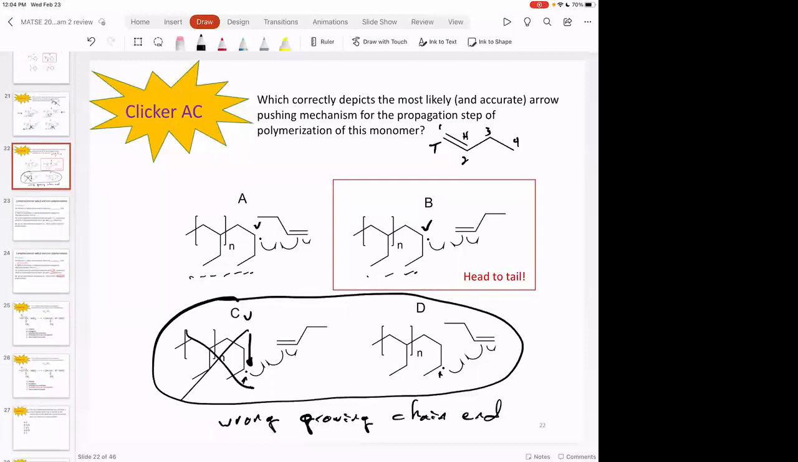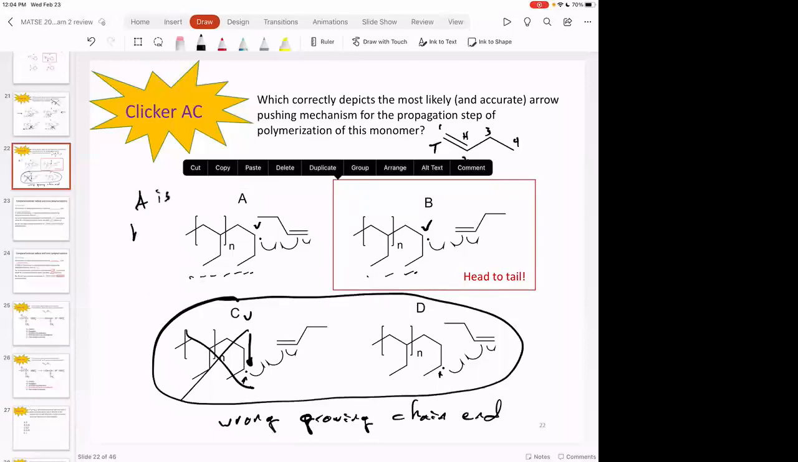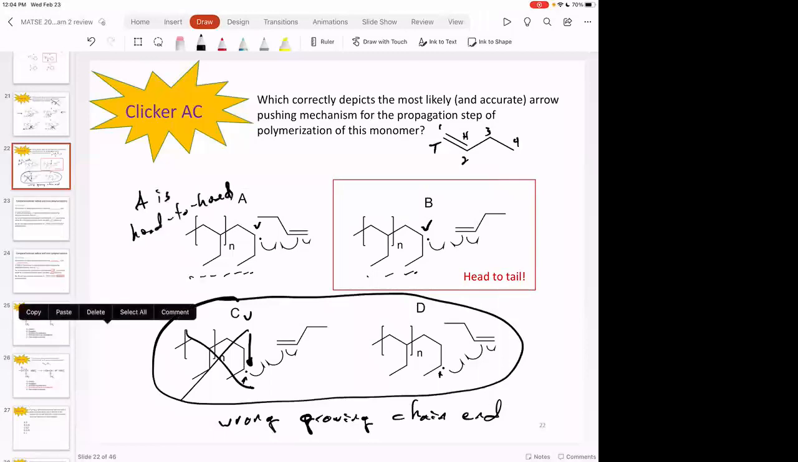Yes. So in this case, C and D are not possible and A is possible but less likely. That is correct. Which depicts the most likely arrow pushing mechanism. So A is a very, very minor product. Yes. So A is head to head, which is way less likely. And so again, the magic with the multiple choice exam is pick the best answer. And that's usually the most likely, most common mechanism.